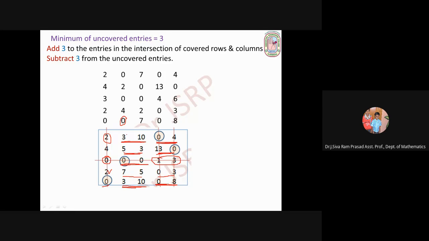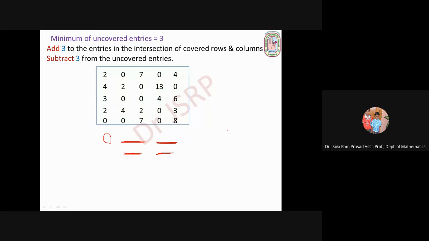So what are new possible assignments here? This is new possible assignment for this and for this. This is new possible assignment and for this. These three are new possible assignments. Okay. So now we have new possible assignments. Again, repeat the same process.